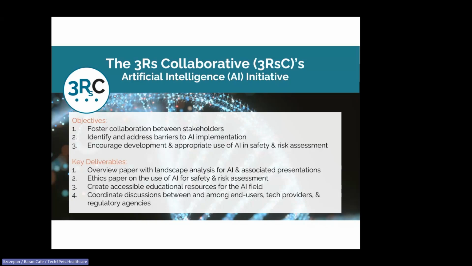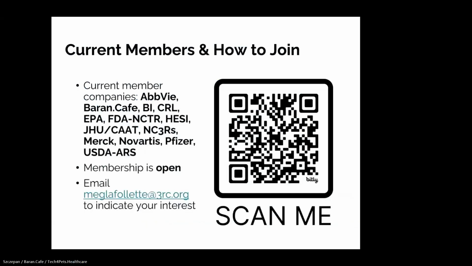And our deliverables are an overview paper, which we actually just submitted, I think, a week ago or so. And also we're working on an ethics paper on the use of AI for safety and risk assessment, and also create accessible educational resources, right? So these webinars are just the first part of it, and we're going to be developing a lot more. And then coordinate the discussion between all of the different stakeholders, so end users, technology developers, regulatory agencies.